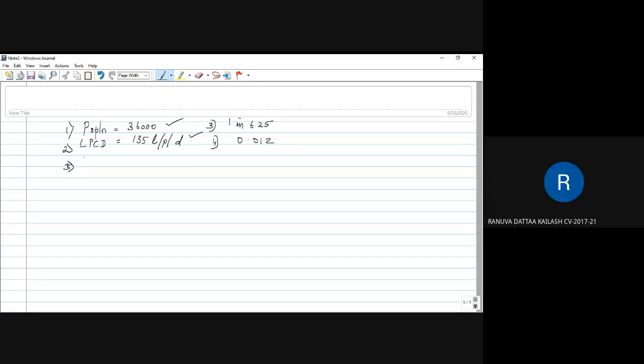Okay. Average dry weather flow. So first I will get the average water supplied daily, or water supply on a daily basis. So I will get 36,000 into 135, that many liters per day. You have to do the calculation and write the answer.